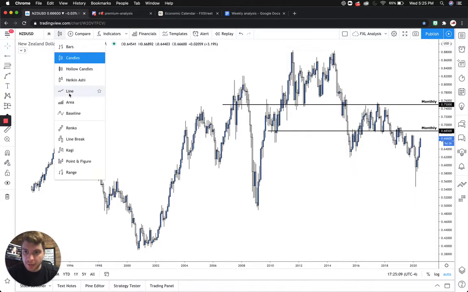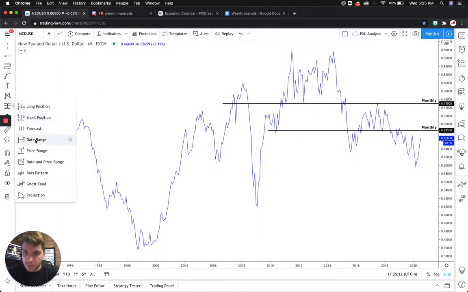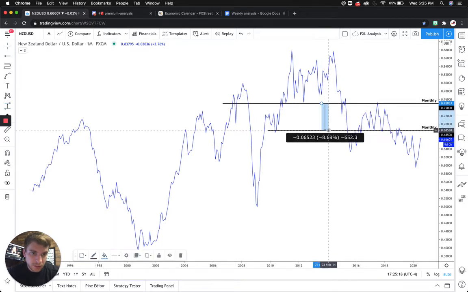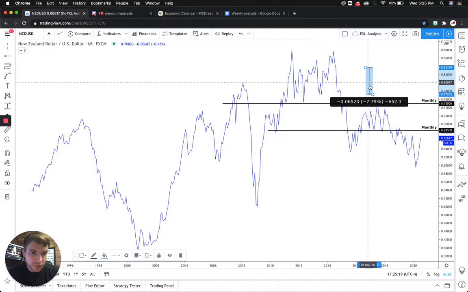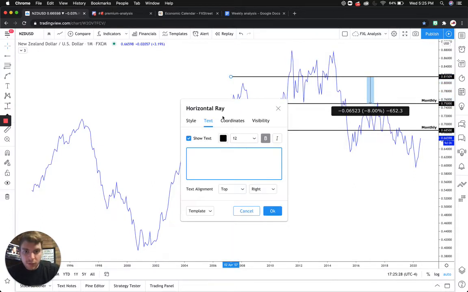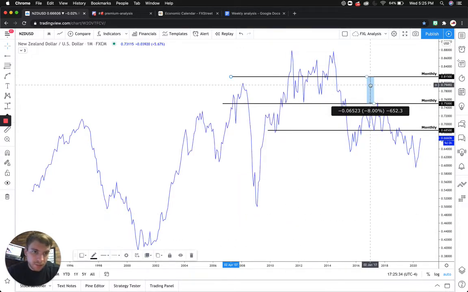So we can go back to the line chart, get a price range of the distance between these 2. Okay, just about 650 pips. And what I'm going to do is mark levels above and below as monthlies. So about 650 pips, 0.815 right there. That's the next level, monthly, and then again to the downside.